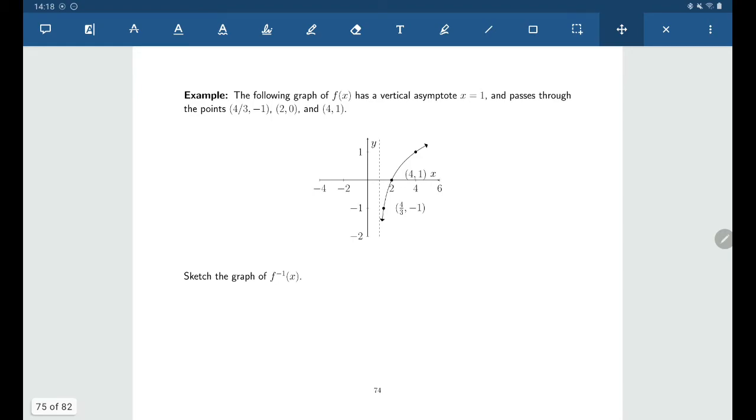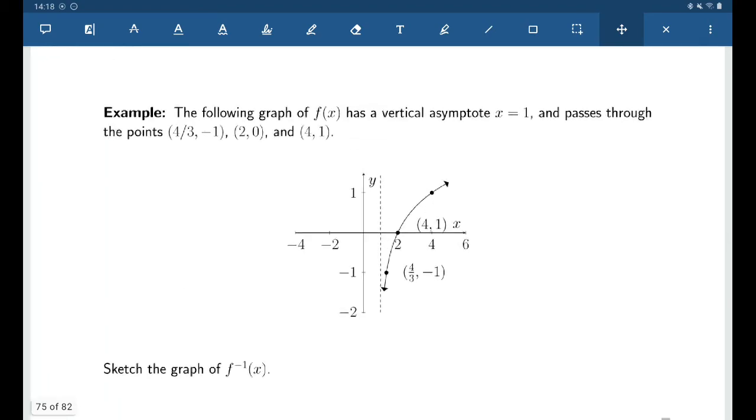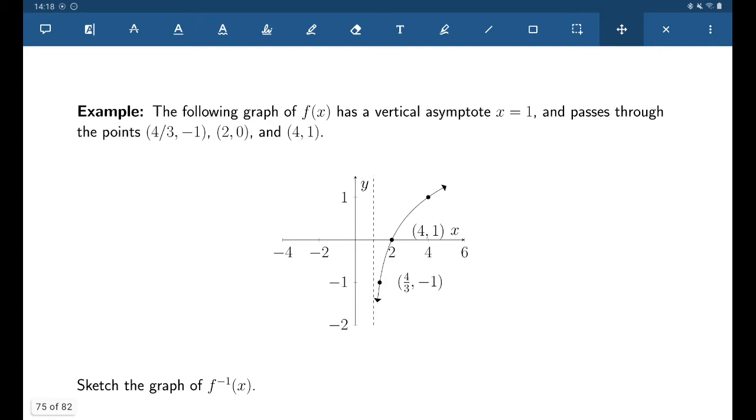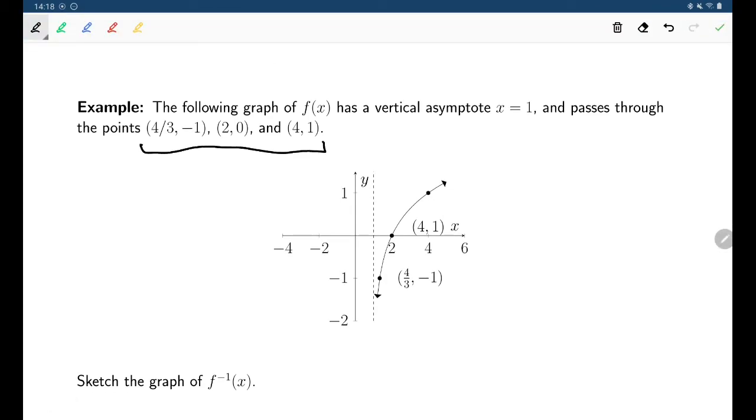So we'll do another little one here. I've got a graph. Again, 3 points have been given to me. I have (4/3, -1), I have (2, 0), and I have (4, 1).